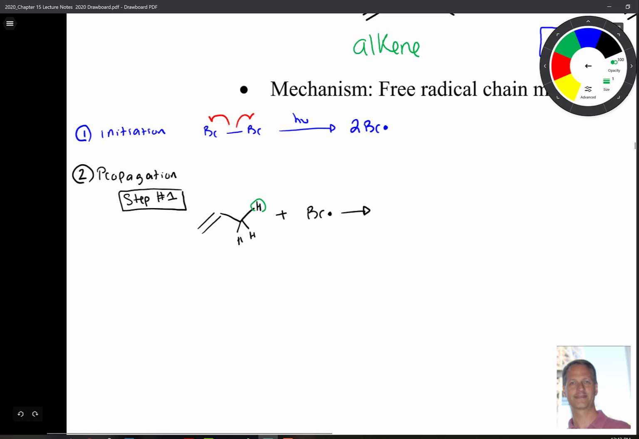It doesn't matter which one. I'm going to do it to this one here. It's going to swing over and crash into that, and we're going to see a transfer of electrons that looks like this.